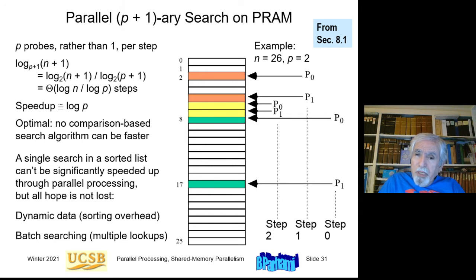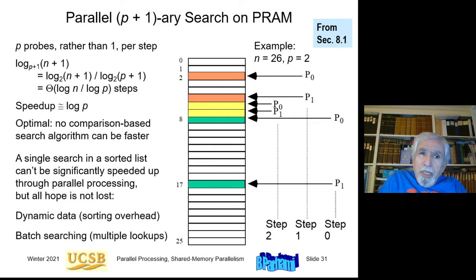More generally, if you have P processors, the search space is divided into P plus 1, the search space size is reduced by a factor of P plus 1, and therefore the number of steps or probes will be log base P plus 1 of n plus 1. We can check this. For binary search, we have one processor, so it will be log base 2 of n plus 1, which is what we know from binary search.